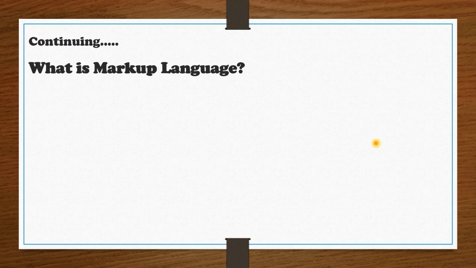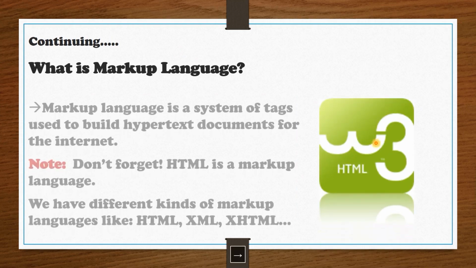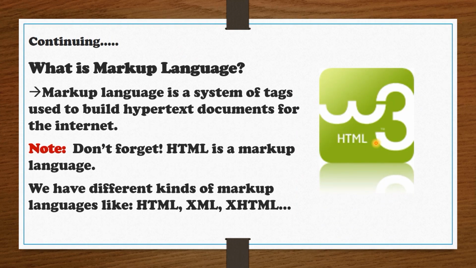There's a question: what is markup language? Markup language is a system of tags used to build hypertext documents for the internet. It means that a system of tags which are used to make a web page is called what? Markup language. We have different kinds of markup languages. For example, the first markup language in the world was XML, and it is a popular language that is used in almost all the machines.